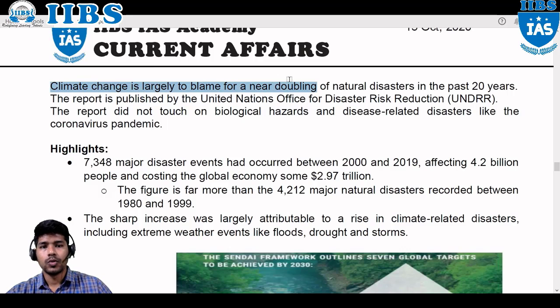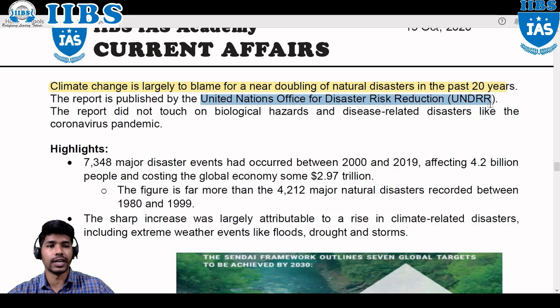And who is to blame for all the natural disasters in the past 20 years? Obviously climate change and ultimately humans. The report is published by the United Nations Office for Disaster Risk Reduction, and it did not touch on biological hazards and disease-related disasters like the pandemic.